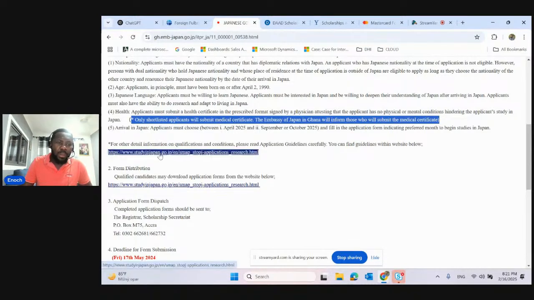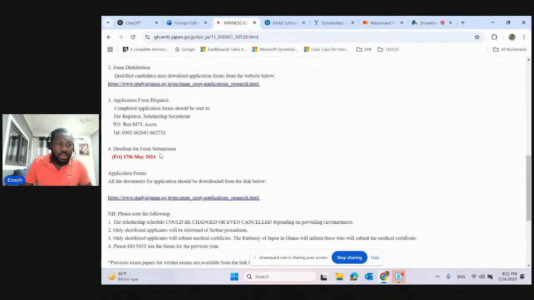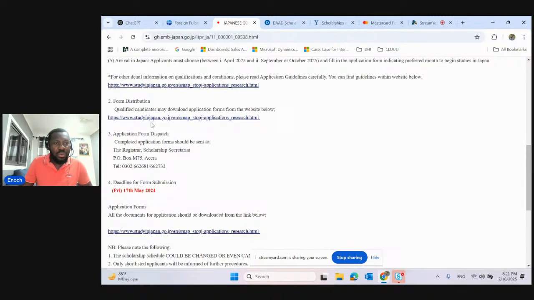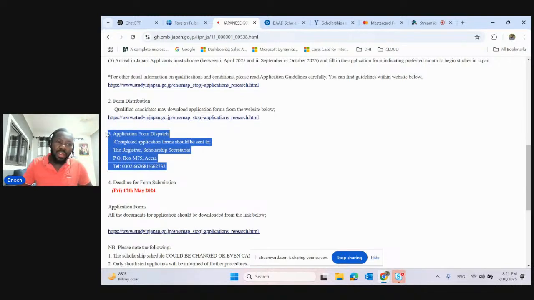You can find guidelines on this website application form. You can also download the application form here. And yeah, so you have to probably fill online, print, and then submit it in hard copies to the given address here.